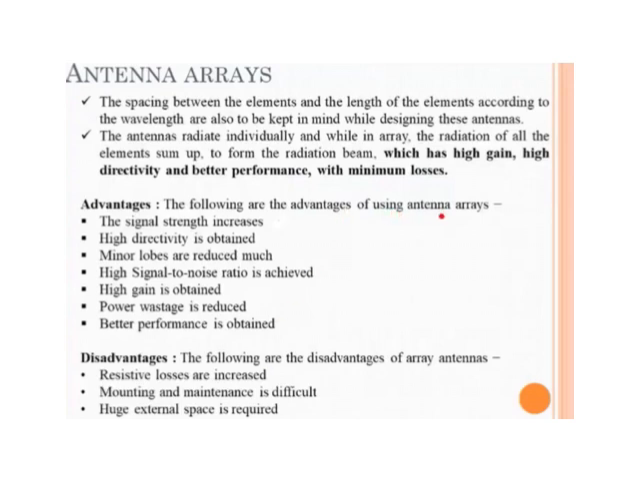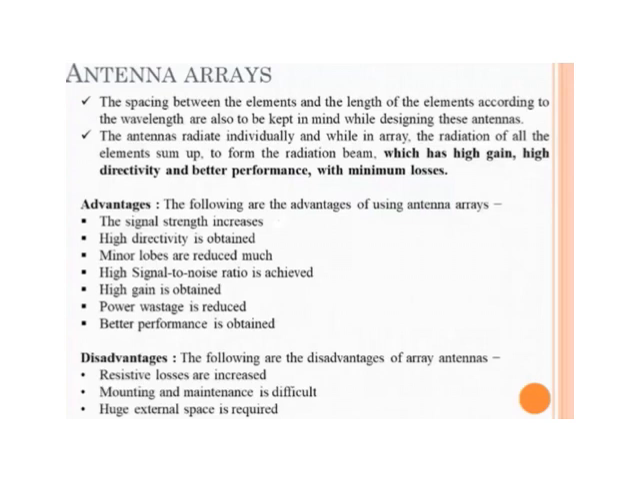The advantages of using antenna arrays are, first, the signal strength increases, high directivity is obtained, the minor lobes will be reduced, the signal to noise ratio achieved will be high, high gain will also be obtained, the power wastage is reduced, and better performance is obtained. Coming to the disadvantages, the resistive losses are more when we use the antenna array. The mounting and maintenance will be difficult, and huge external space is required for these antenna arrays.